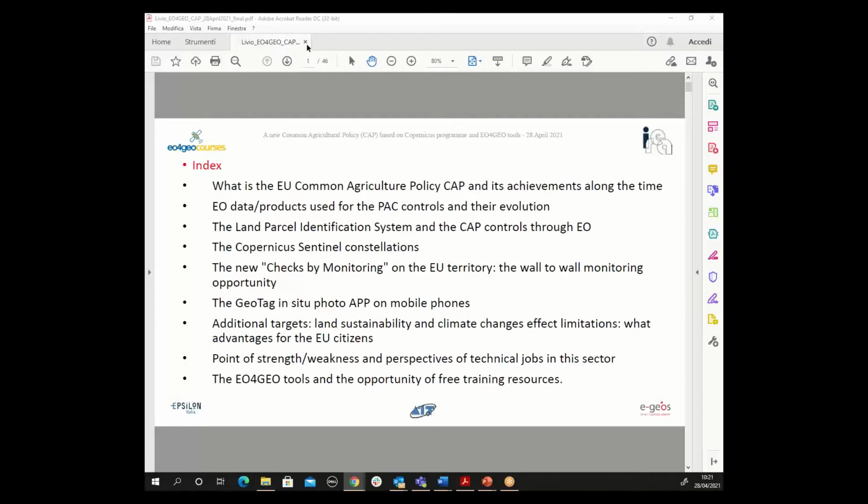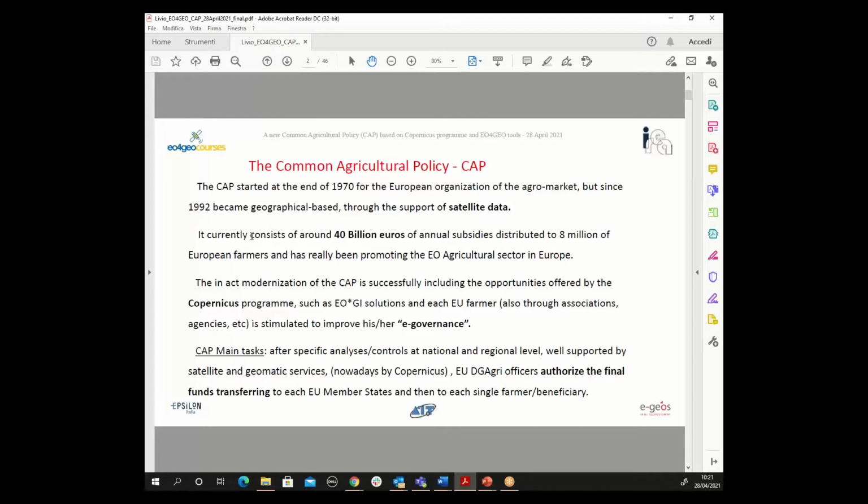So, what is the Common Agricultural Policy? Finally, Europe understood the importance of the agricultural sector even 50 years ago, because agriculture is very important strategically. Because whoever is able to produce their own food is in a strategic good position.